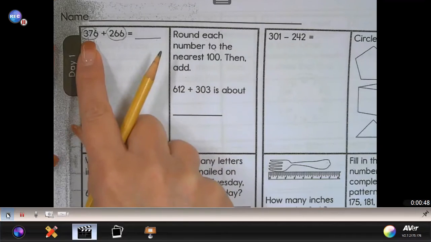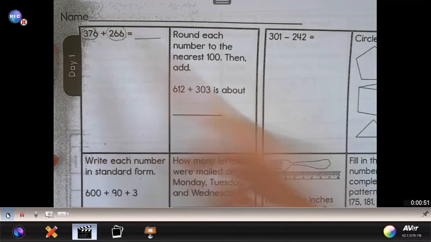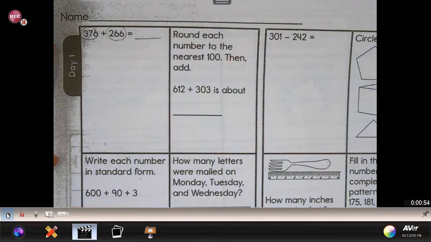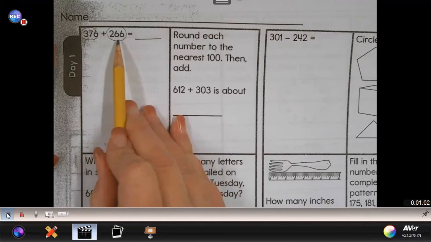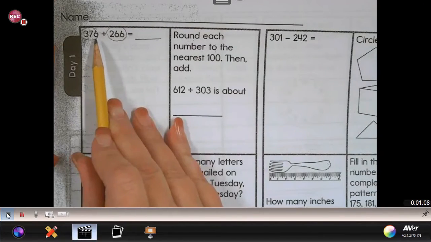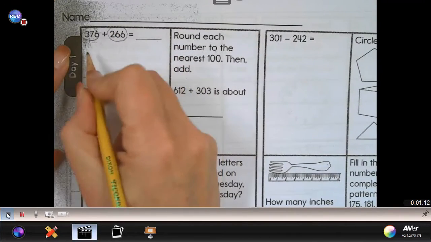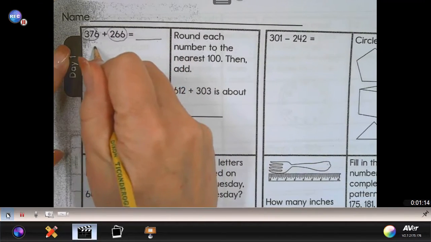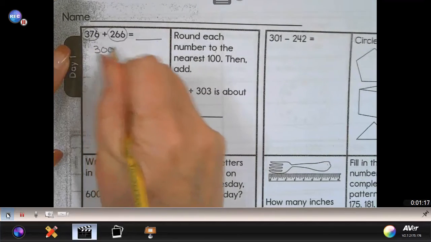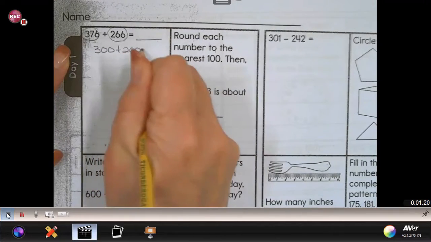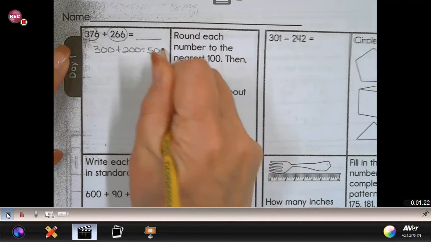So we're going to take 376, could be anything, 376 objects. It could be apples, it could be pickles, it could be pencils, it could be anything, but when we add to that, we're going to add 266 more onto the 376. So one way we could take a look at this is by breaking this apart into our place values. So we could have 300 and we could have 200, and that would give us 500.